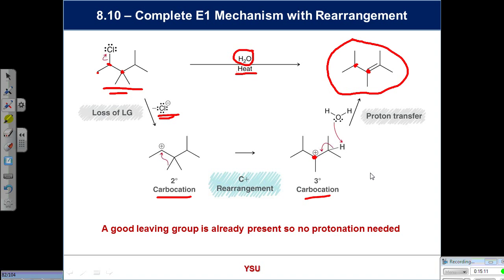I have two beta hydrogens, but how many types? Just the one, because they're equivalent, right? This is symmetrical, so this side is the same as the other side. Oh, you're right, down here you have one down there, but we're not going to talk about that because that's not going to give us the most stable product, right?